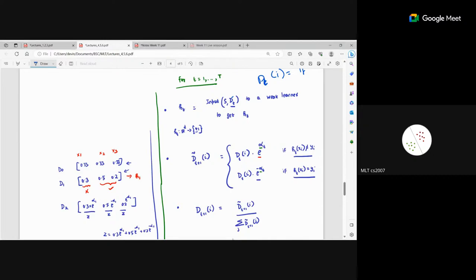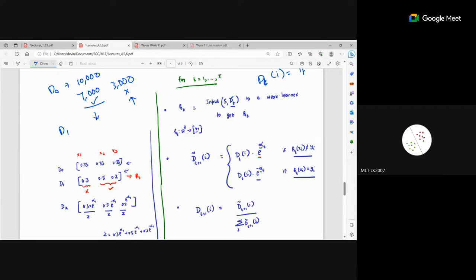So for example, I have the first model D0, and this particular model has, let's say, 10,000 data points. Of these 10,000 data points, 7,000 points are classified correctly, and 3,000 are not classified correctly. So in the next round, that is the D1 round, the probability to select the 7,000 points is going to be lesser, and the probability to select the 3,000 points is going to be higher.